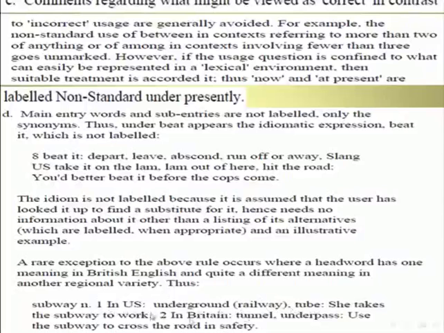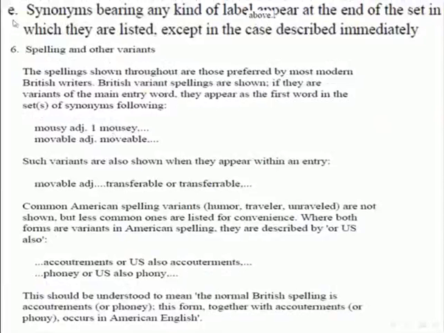Tube. Example: she takes the subway to work. 2, in Britain: tunnel, underpass. Use the subway to cross the road in safety. Now E, synonyms bearing any kind of label appear at the end of the set in which they are listed, except in the case described immediately.